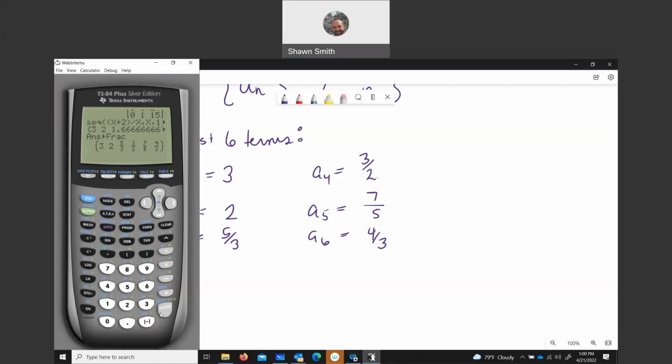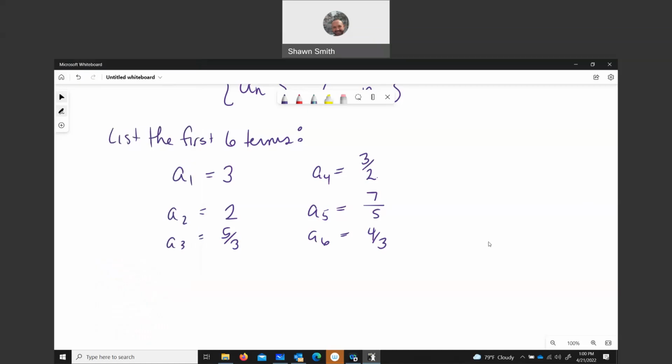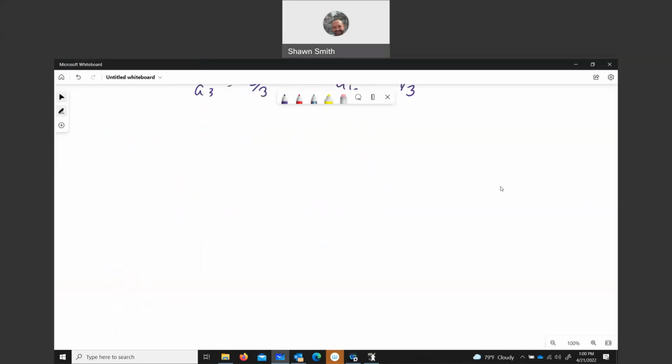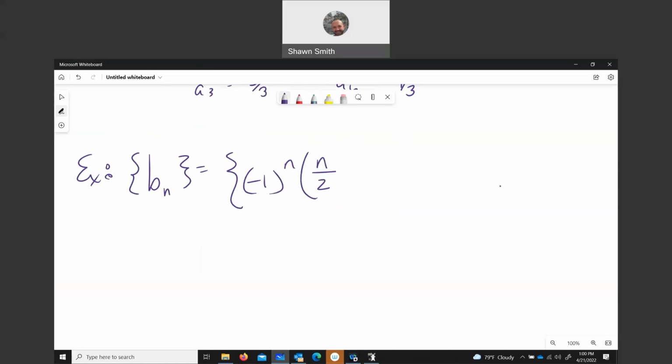All right, so the formula can get a little bit more complicated. It doesn't have to be something super simple like we just saw, but suppose I say a sequence of B of n is defined to be -1 in parentheses to the n power, then n divided by 2. Well, if I want the first 6 terms, again, by hand, it's not too crazy. N is 1, plug it in. N is 2, plug it in. Or you can use calculator.